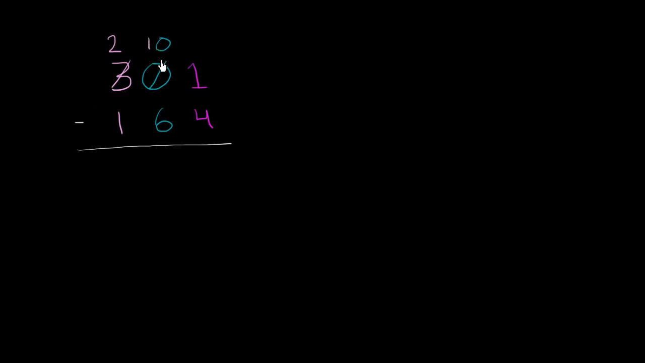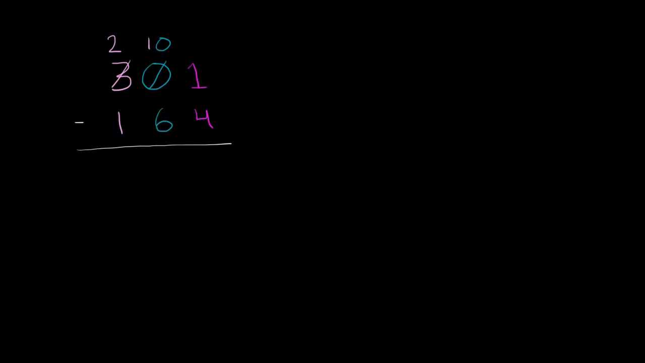Now let's make sure that this still makes sense. This is 200 plus 10 tens. 10 tens is 100 plus 1. 200 plus 100 plus 1 is still 301. So this still makes sense. And the reason why this is valuable is now we have something to regroup from the tens place.